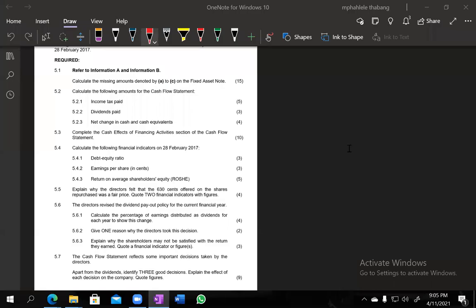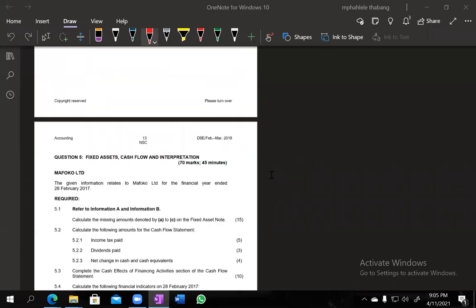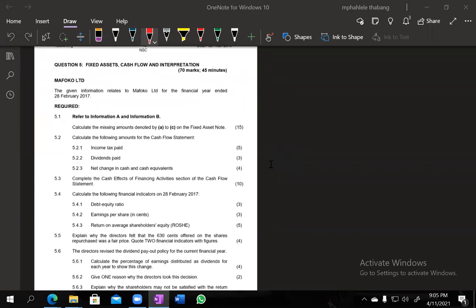Okay, it's already recording. I want us to look at question 5, where they are talking about fixed assets, cash flow, and interpretation. I'm saying to you guys, the cash flow statement is simple. It's not difficult at all. Actually, that's the statement where we can pick up marks. The statement such as cash flow.